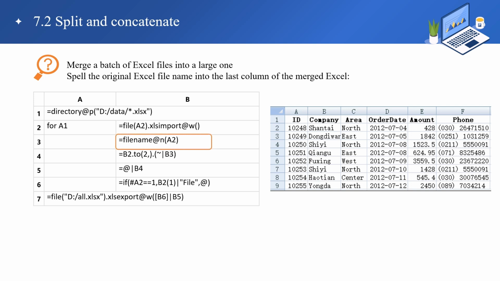The filename function with the n option in B3 will take the part of the file name with the extension removed, which can also be done by splitting a string. The xlsimport function with the w option in B2 will read an Excel file into a two-layer sequence. Each row of Excel corresponds to one member, and each column in each row corresponds to the member of its member. B4 removes the title of the first row and spells the file name to the end of each row. B5 combines these data, while B6 needs to keep one title and spell one more column. Finally, xlsexport with the w option in A7 writes the summarized two-layer sequence into a new Excel file. It is better to use the absolute path when exporting the file.